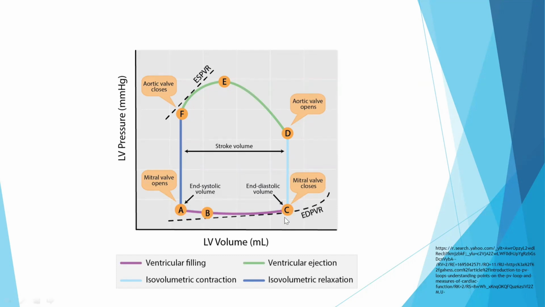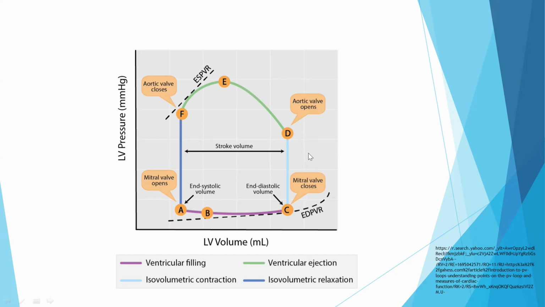Now, when the mitral valve closes, then the left ventricle starts contracting. Now, from point C to D, it represents the isovolumetric contraction phase. Okay, now it means that the volume in the ventricle is not changing because the valves are closed. Both valves are closed. So here the left ventricle acts as a closed chamber. The volume is not changing, but the pressure starts increasing because of the contraction.